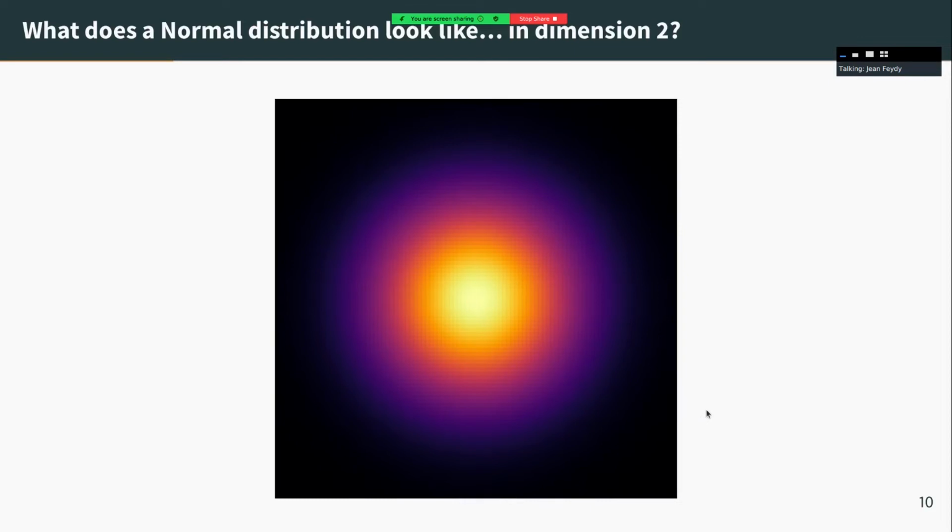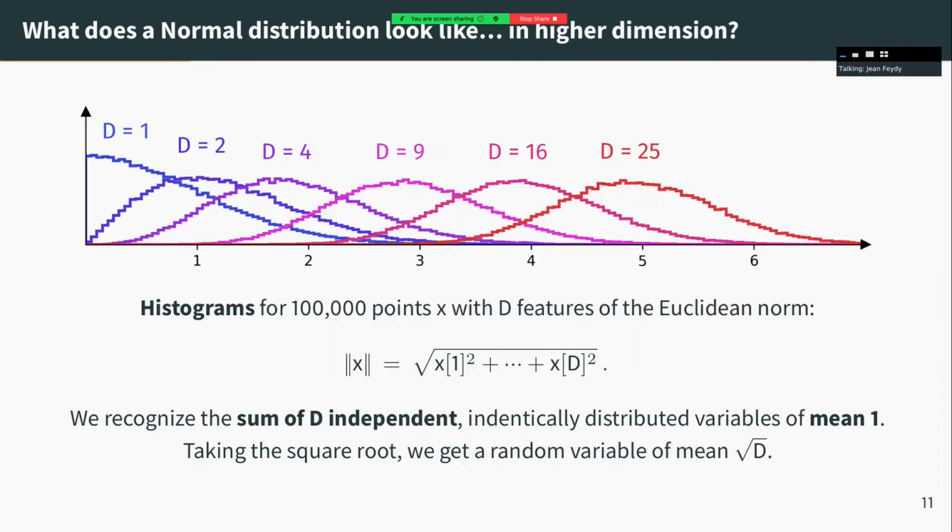Okay, so here I'm doing lots of hand waving, and so maybe we should try to do some quantitative plots to understand what is happening with Gaussian distributions in dimension 3, 4, 5, 10, 100. And this is easy to do. What does a normal distribution look like in higher dimension? Maybe we can just write a simple Python script where we draw at random a data set of 100,000 points X, with D features. So this data set is just a big array with 100,000 rows and D columns.